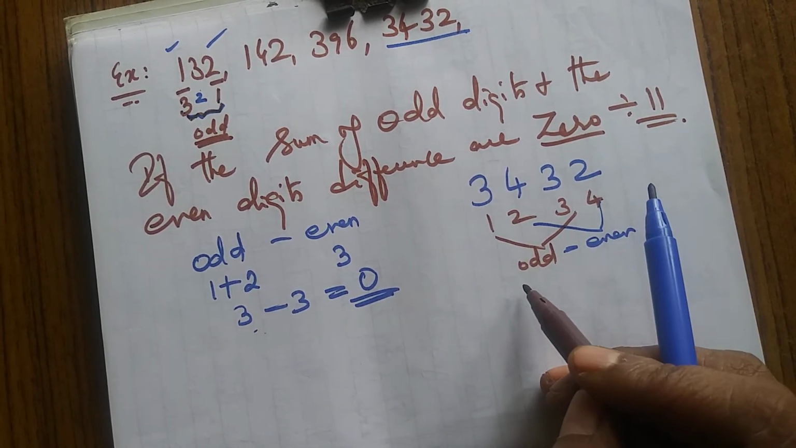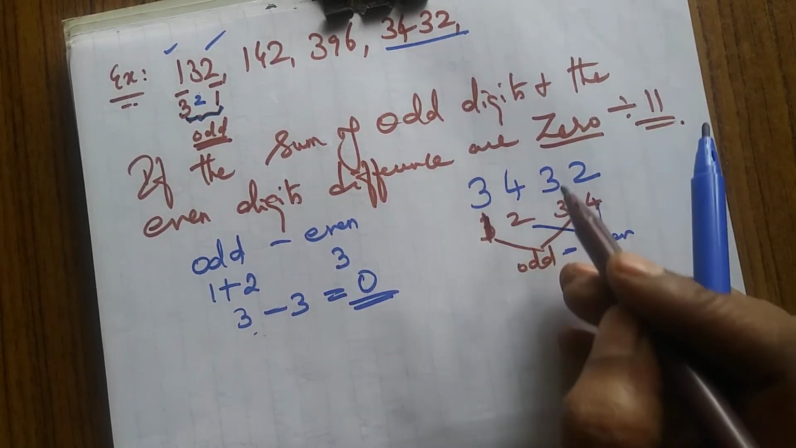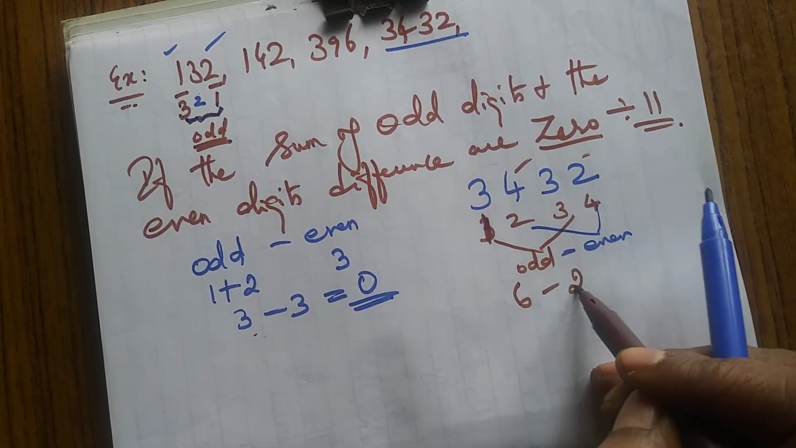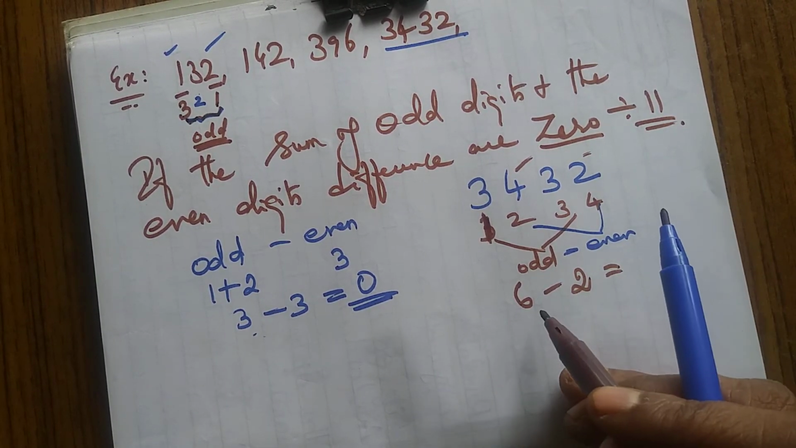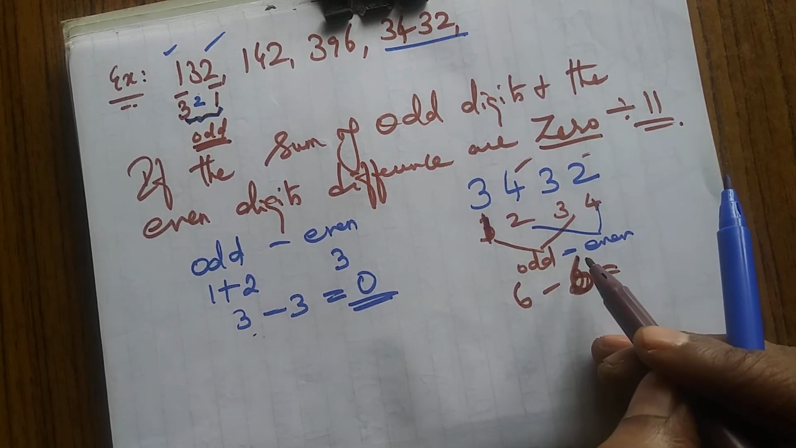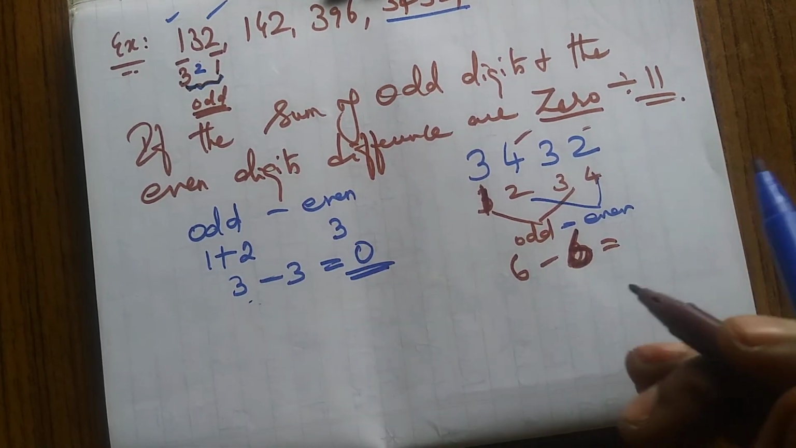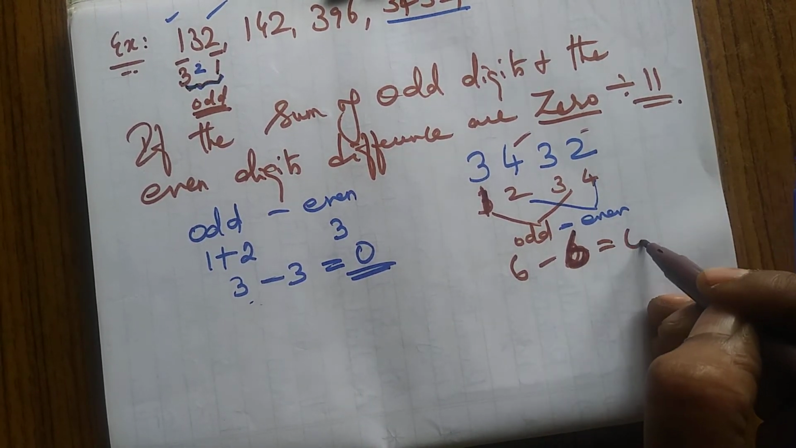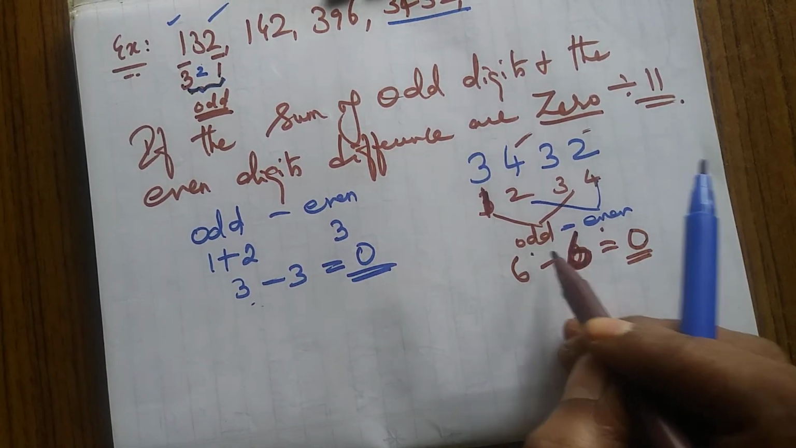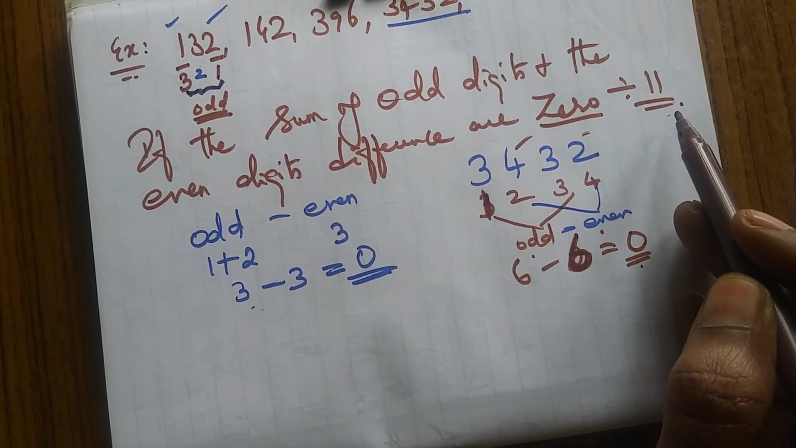So what is 3 plus 3? It is 6, and here 4 plus 2 is 6. So what is the difference between these two? 6 minus 6 is 0. So if the difference between the odd digit sum and the even digit sum is 0, then you can make sure that the given number is divisible by 11.